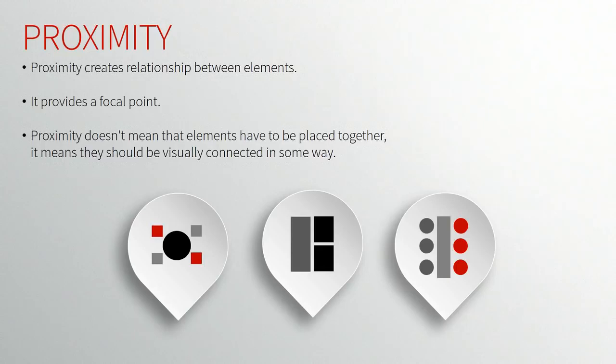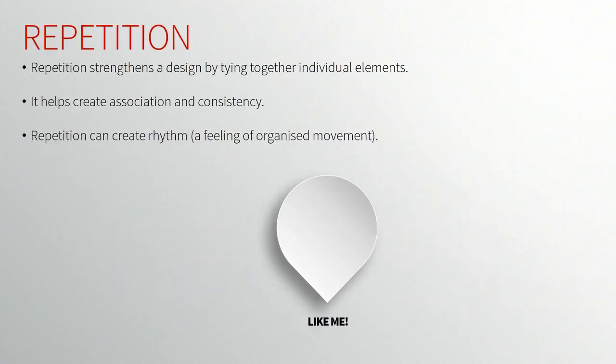So they can either be literally beside each other, or you can also connect them with maybe color or positioning or something like that as well, guys. So proximity basically creates relationships between the elements. Okay, as I said, it doesn't necessarily mean that they have to be placed right beside each other, but they should be connected in some visual way as well. Okay. And then finally, guys, before we finish up now, we have, of course, repetition.